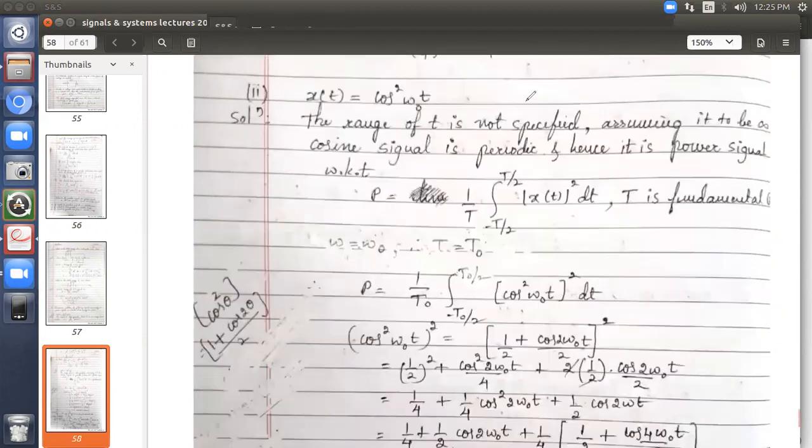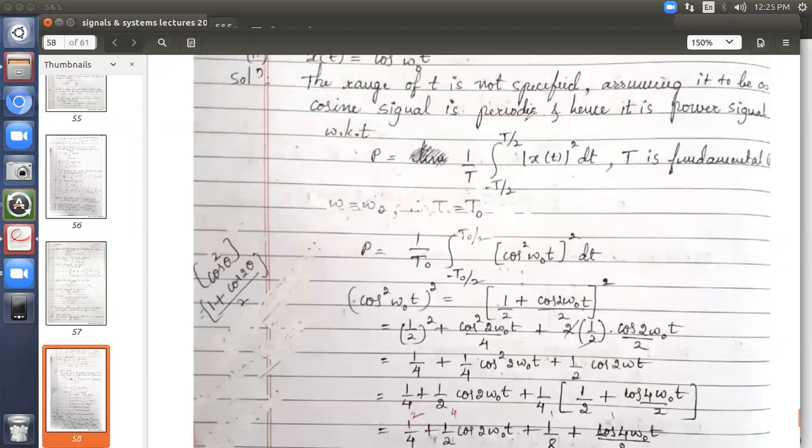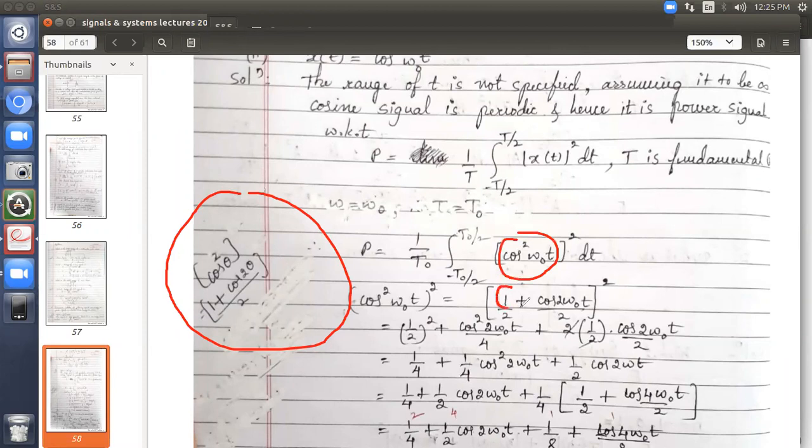So how to solve this? You directly go for this. You can see it on the screen. I have used the trigonometric identity cos square theta equals 1 plus cos 2 theta divided by 2. So according to that, cos square of omega naught t will be 1 plus cos 2 omega naught t, whole divided by 2. I have split this denominator to both the terms.